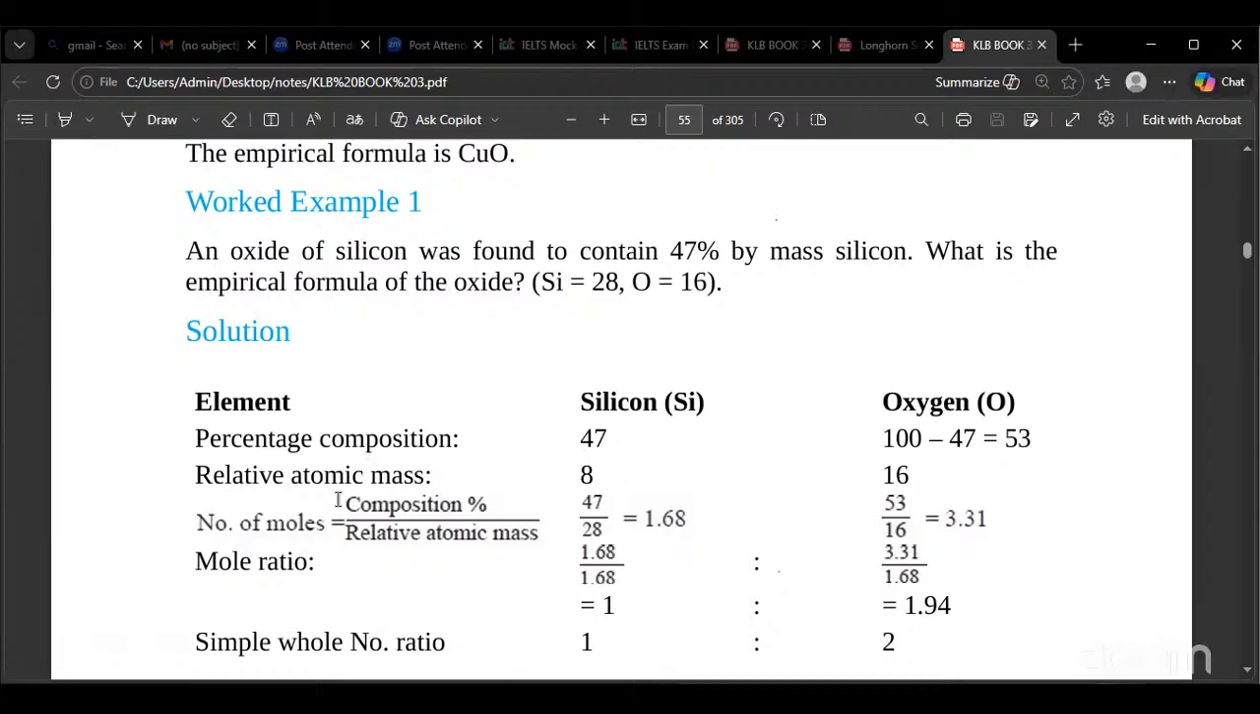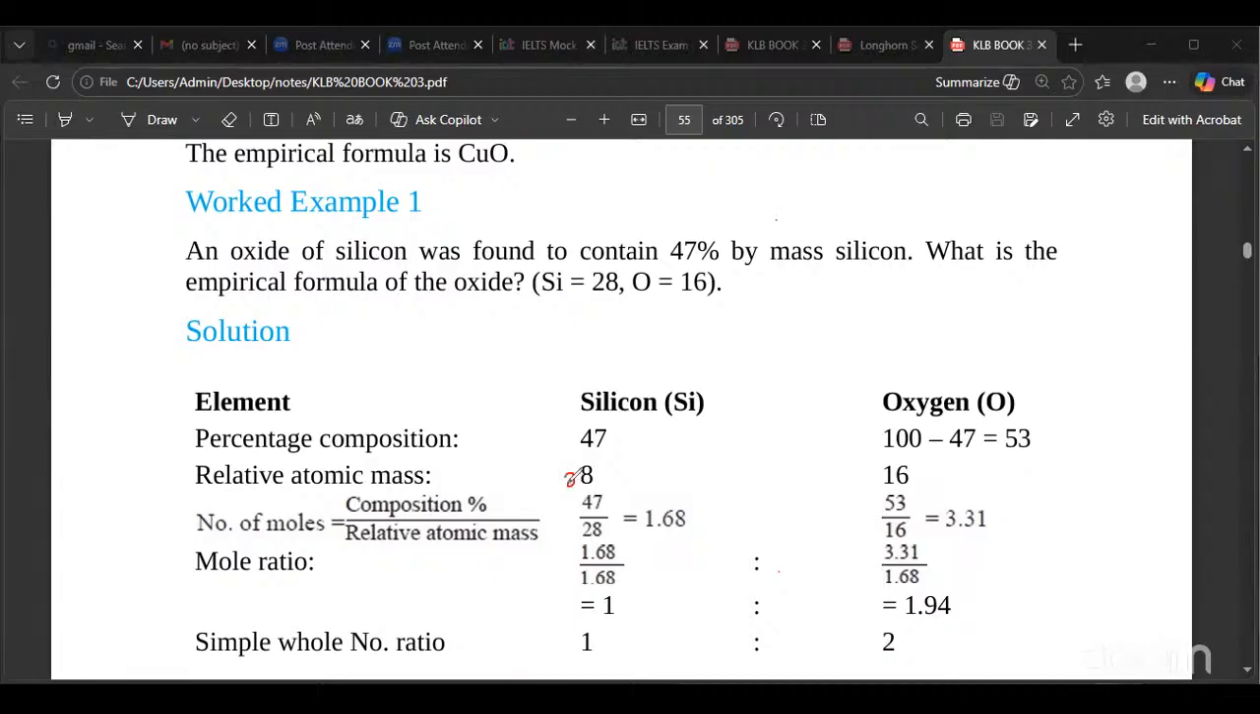The relative atomic masses are always given, and this should be 28. It should not be 8. Let me just correct that one. Now that is the problem of books, especially the older version. This one is a very old edition. Yes, I think it has been updated. If you have the newer version, there is no problem. So the relative atomic mass is 28, and then you have the answer.